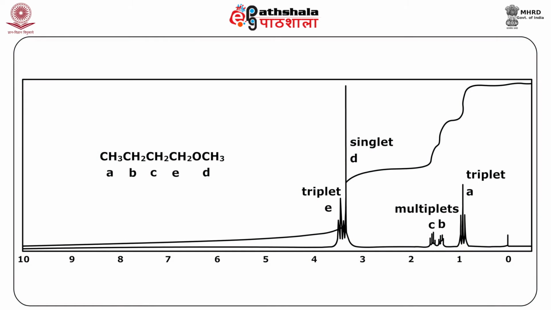Now this figure shows the proton NMR spectrum of butyl methyl ether. The absorption of the methyl and methylene hydrogens next to the oxygen is seen at around 3.4 ppm. The methoxy peak is observed as a sharp singlet. The methylene hydrogens are split into a triplet by the hydrogens on the adjacent carbon in the alkyl chain.